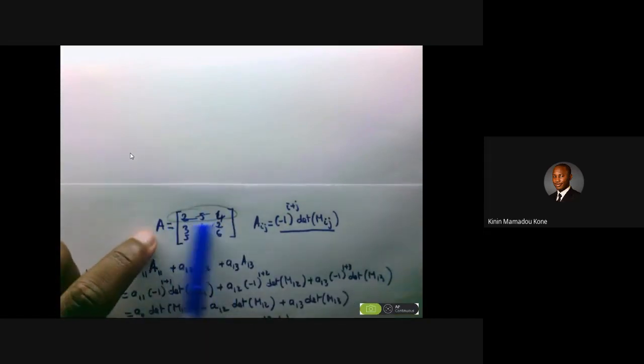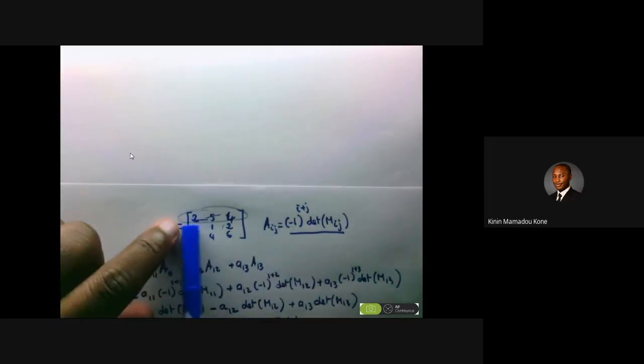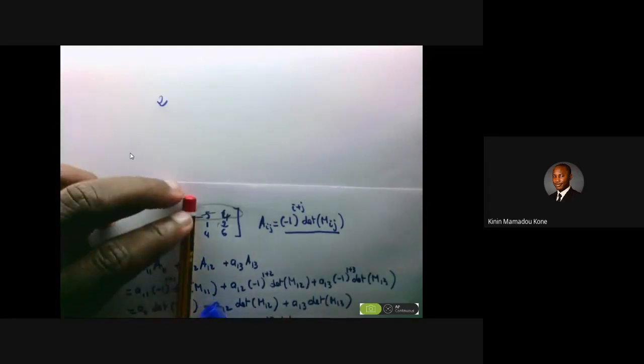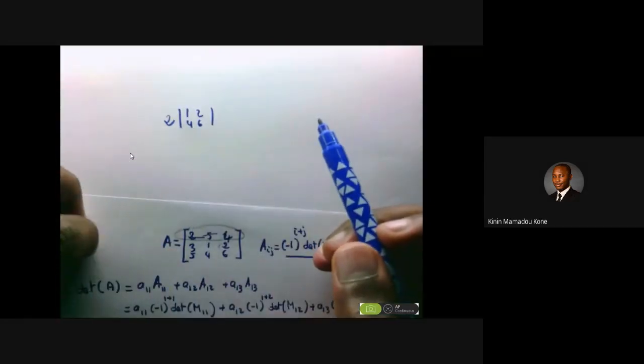You are moving along the first row. You take the first entry, 2, for example, and then you hide, you delete the first row and the first column. The matrix inside, you write it here.